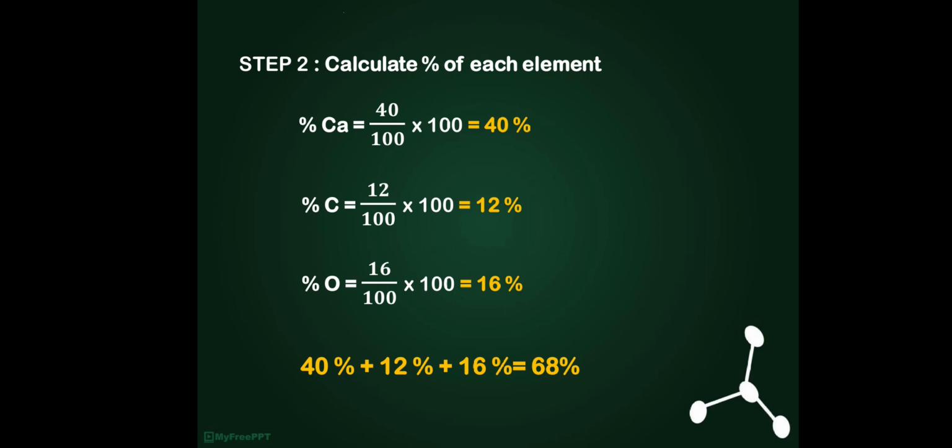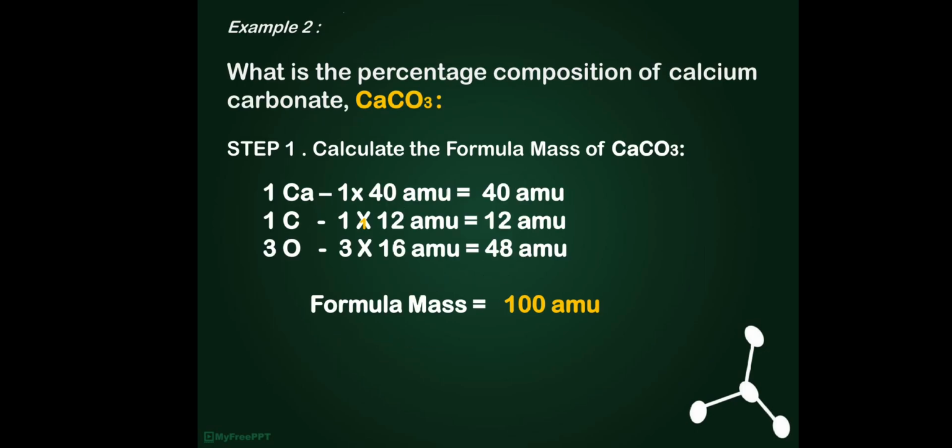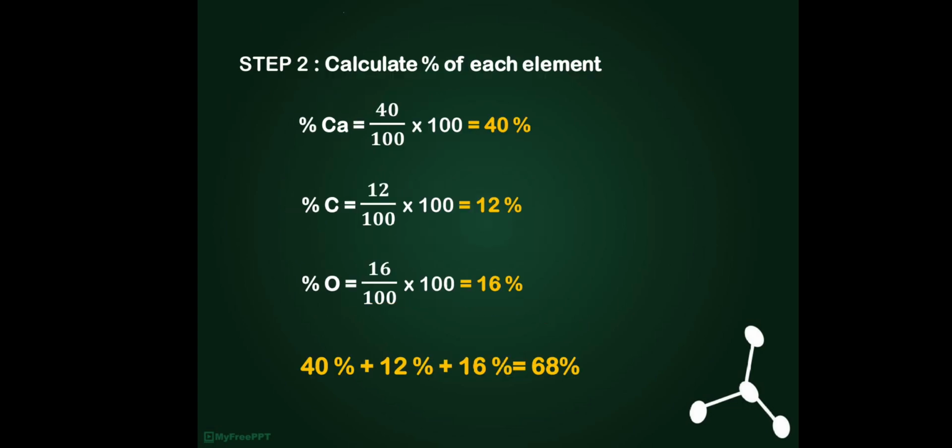So just add the results. 40 percent plus 12% plus 16% is equal to 68%. So the percentage composition of calcium carbonate is 68%.